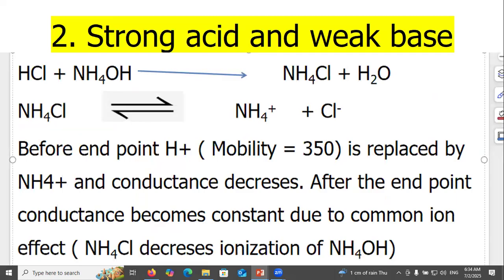Strong acid versus weak base, ammonium hydroxide and hydrochloric acid, produces ammonium chloride. Ammonium chloride also dissociates. Before the end point, H+ with mobility 350 is replaced by the ammonium ion and the conductance decreases. After the end point, conductance becomes constant due to the common ion effect.